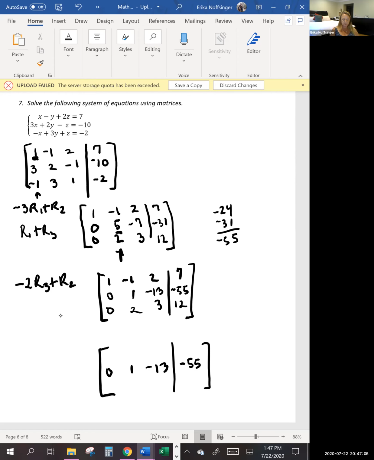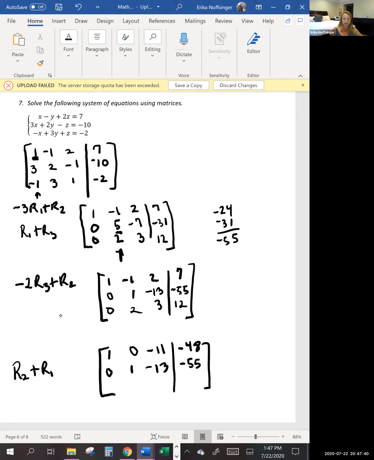And so notice if we take this row 2 and we add it to row 1, we would get the 0 above where we wanted it. So we're going to look at row 2 plus row 1 to give me my new row 1. So 0 plus 1 is 1. 1 minus 1 is 0. -13 plus 2, that gives me -11. And -55 plus 7. Just don't want to get off on my math. So -48.